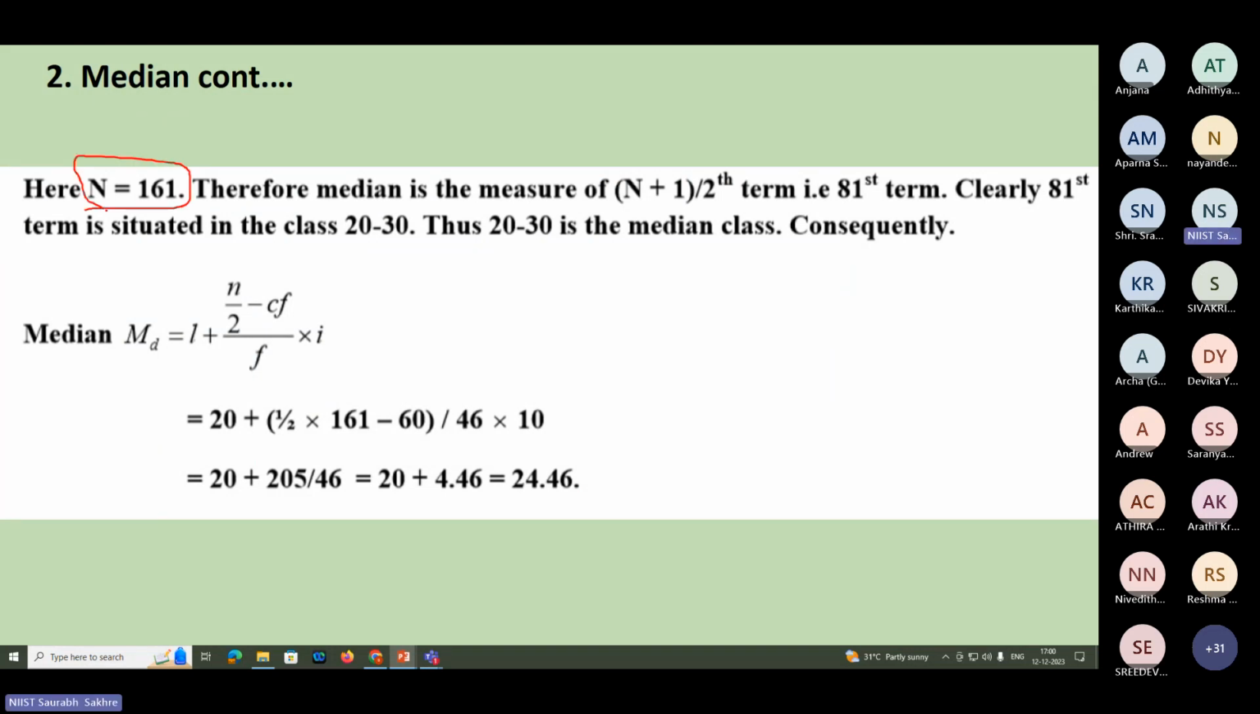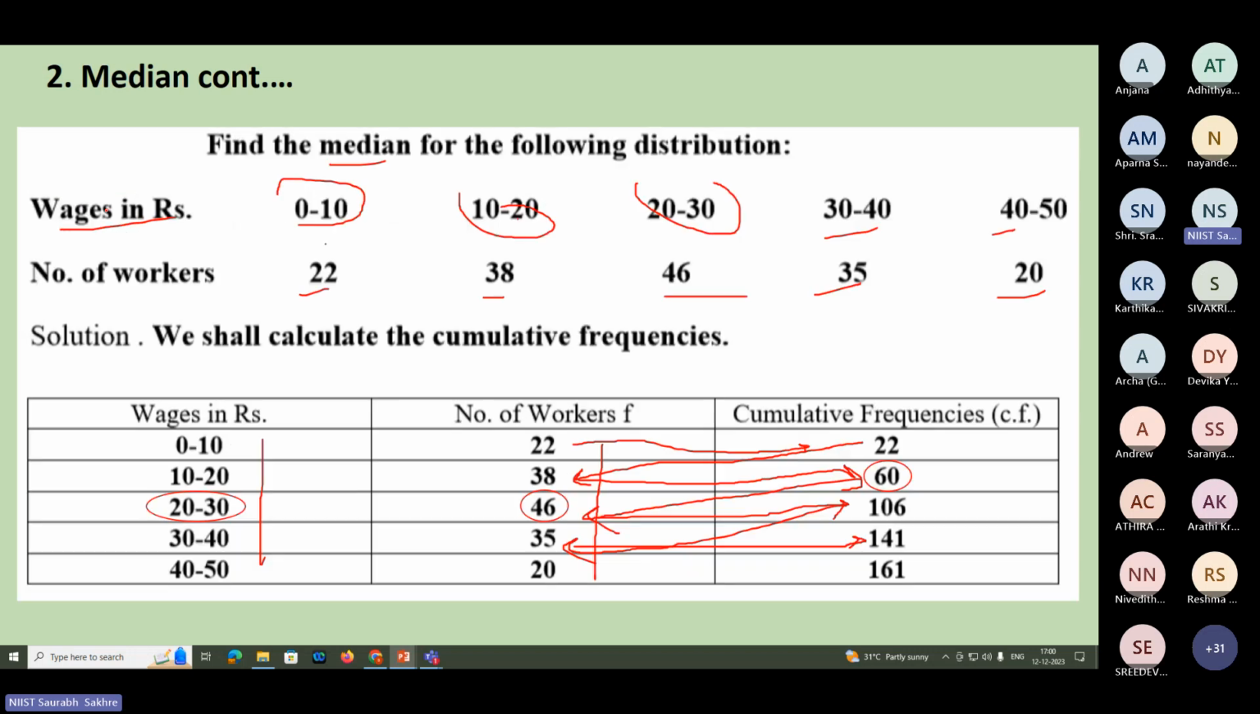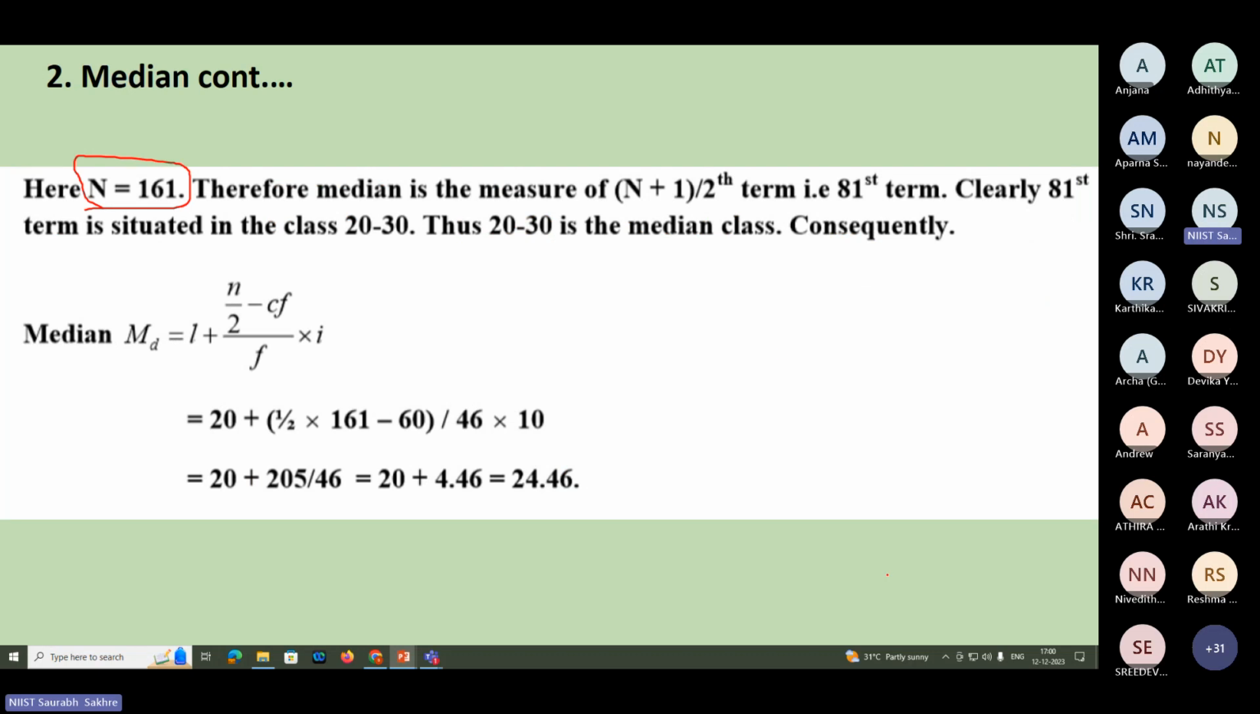Okay, total cumulative frequency is 161, as you can see here. Therefore, we know that the median is the measure of the (n plus 1) by 2th term. If I divide n plus 1 by 2: 161 plus 1 will be equal to 162, and if I divide 162 by 2, it will be 81.